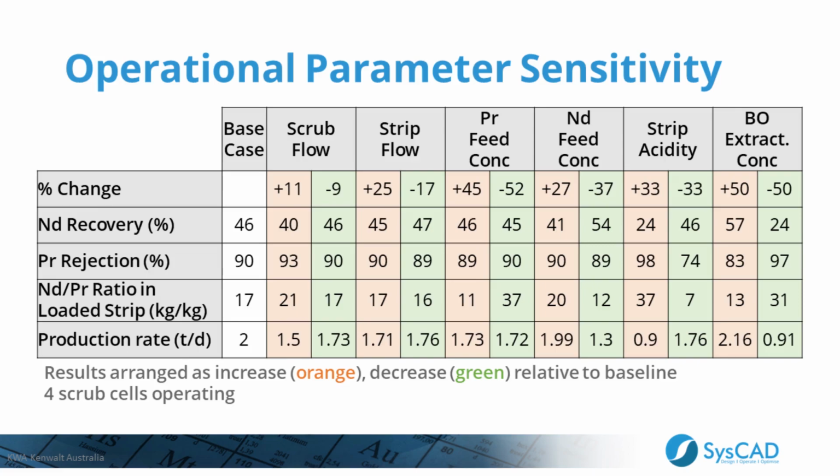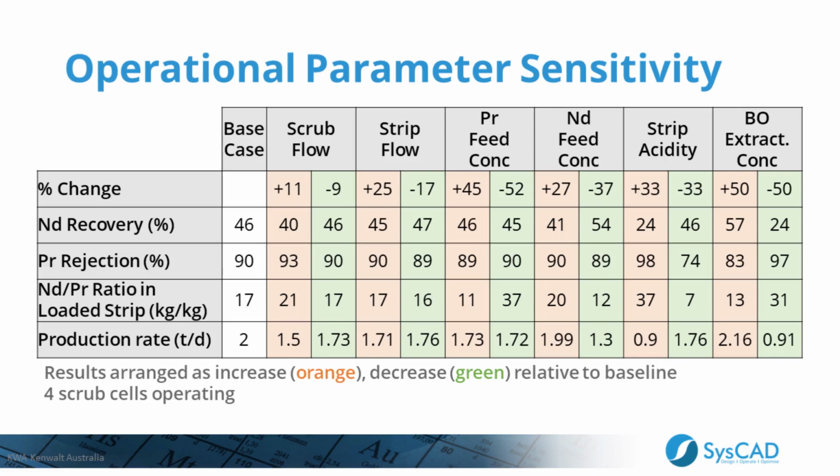Neodymium feed concentration also had the expected effect. As you increased the strip acidity, this caused more of the neodymium to be stripped out in the scrub, but it also stripped out more of the praseodymium. So you basically ended up with less recovery and more rejection.